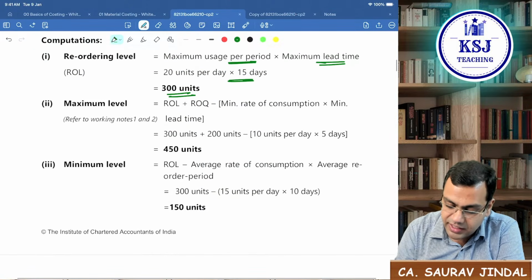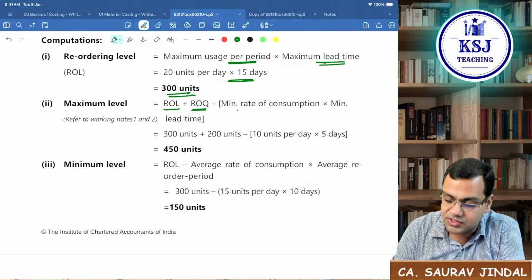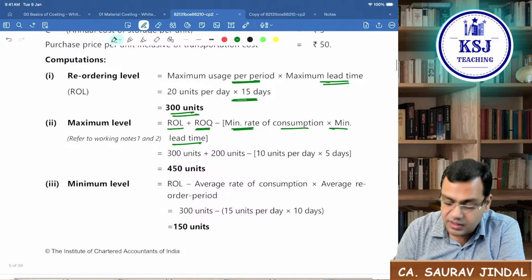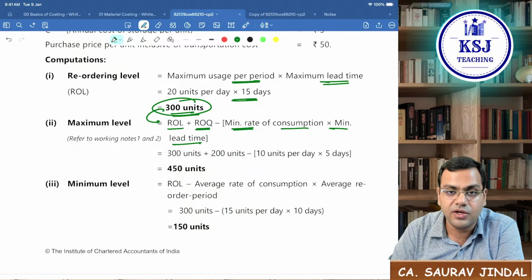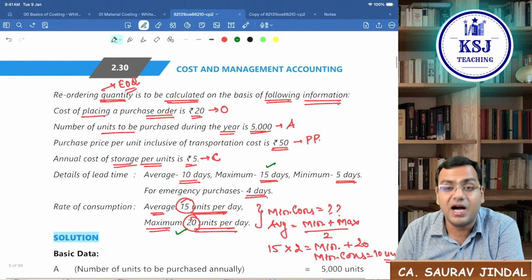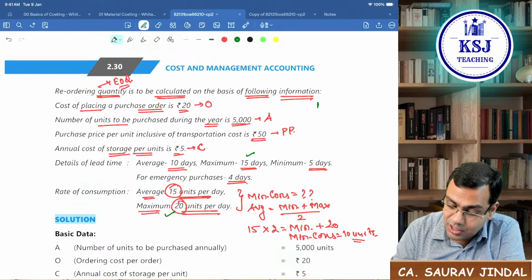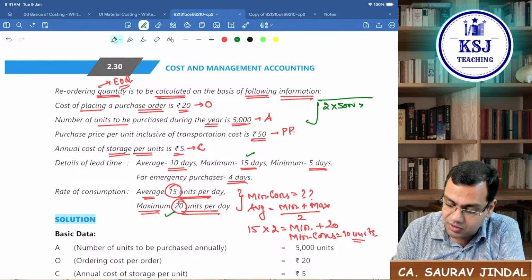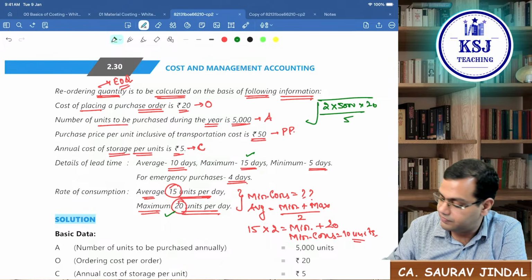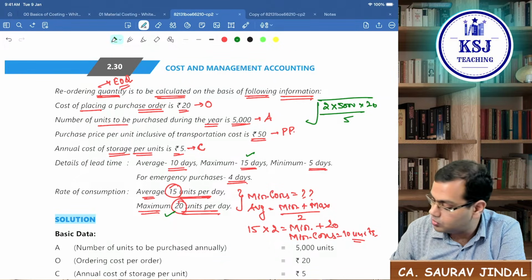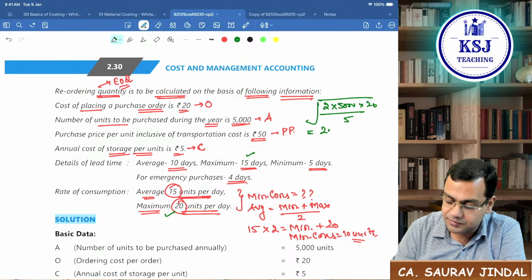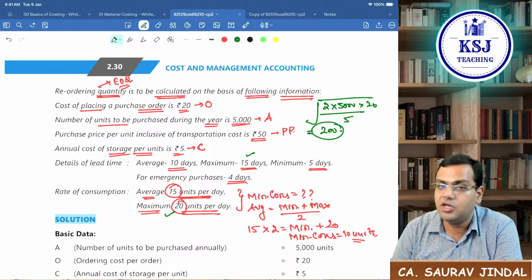Maximum level is what? Reorder level plus reorder quantity minus minimum rate of consumption into minimum lead time. Now ROL you have just calculated as 300 units. ROQ, what will be ROQ? ROQ will be nothing but your EOQ. That will be square root of 2 multiplied by annual requirement multiplied by ordering cost divided by 5. So it will be 2 multiplied by 5,000 multiplied by 20 divided by 5. That will come to 200. This will be your ROQ.